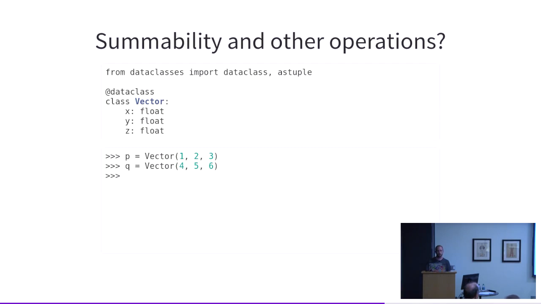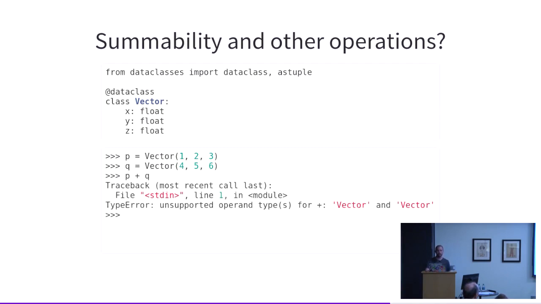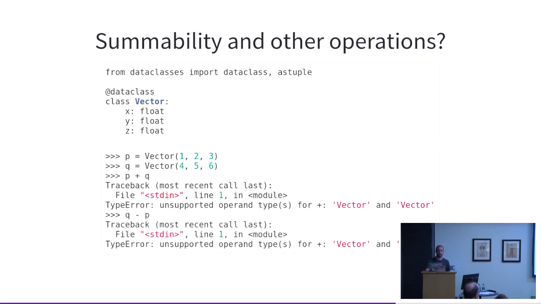What if we want other operations on our data class objects? So for example, we have a vector class here. What if we wanted to be able to add together two vectors or subtract two vectors? Now, similar to iterability, data classes don't understand these notions. These are left up to us to implement. So if we want to make our class friendlier, and support addition and subtraction, we have to do this ourselves.